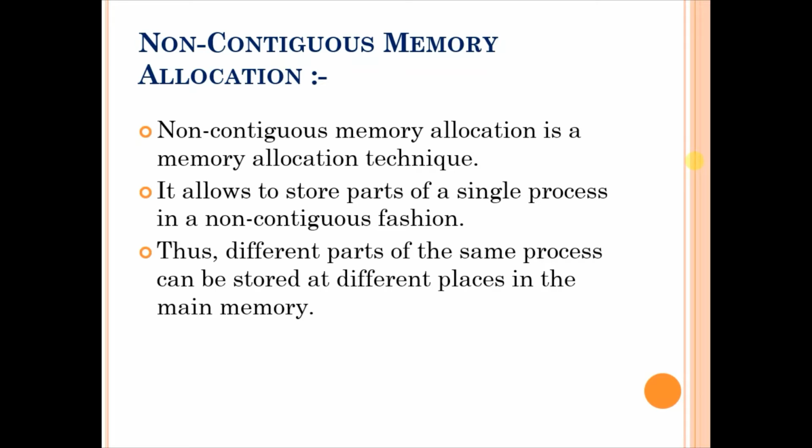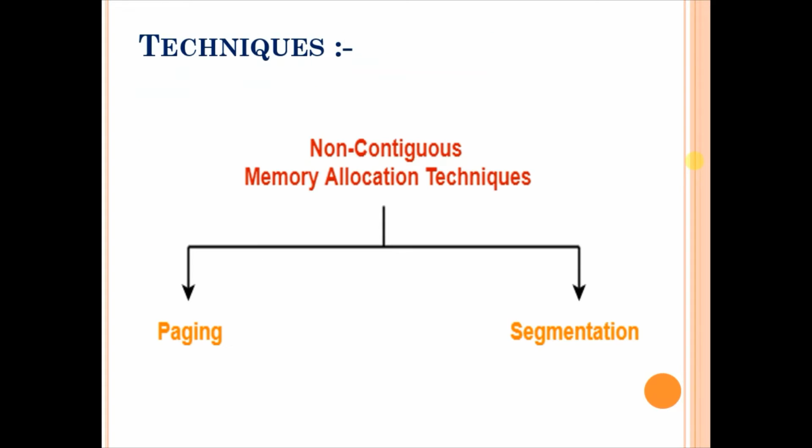Non-contiguous memory allocation is a memory allocation technique that allows you to store parts of a single process in a non-contiguous fashion. Different parts of the same process can be stored at different places in main memory. By non-contiguous memory allocation, we also reduce the memory wastage. Here are the techniques of non-contiguous memory allocation: first is paging and second is segmentation.